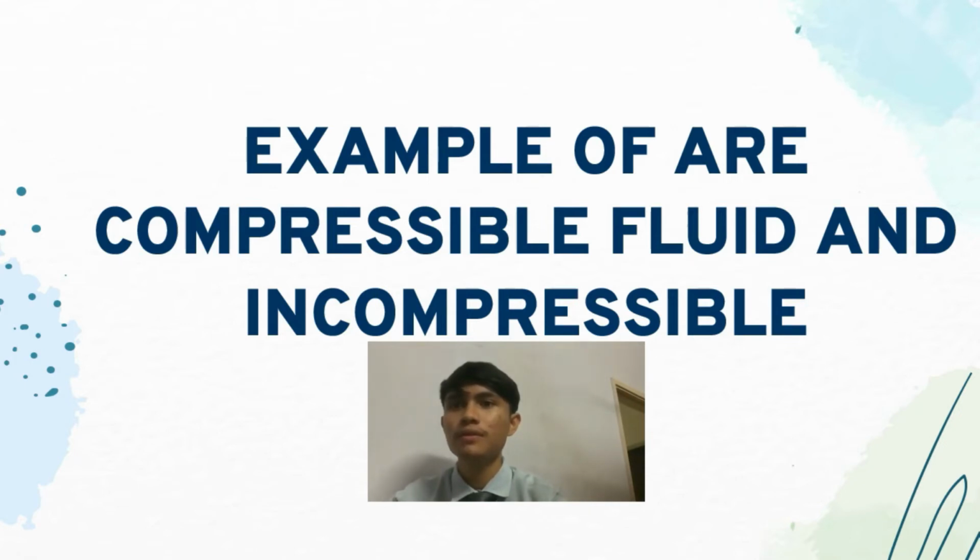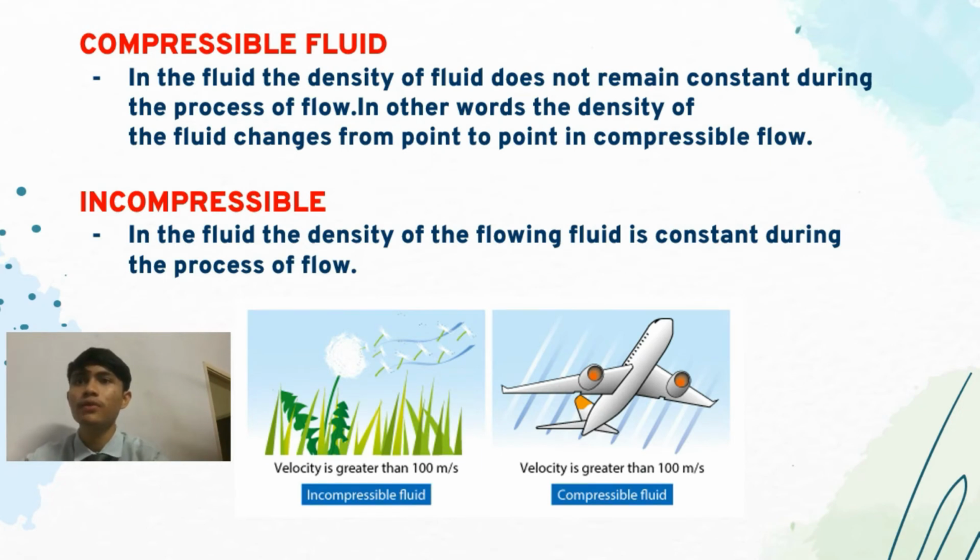Examples of compressible and incompressible fluid. Compressible fluid: the density of the fluid does not remain constant during the process of flow. In other words, the density of the fluid changes from point to point in compressible flow. Incompressible: the density of the fluid is constant during the process of flow. For example, in compressible flow, the velocity is greater than 100 meters per second.